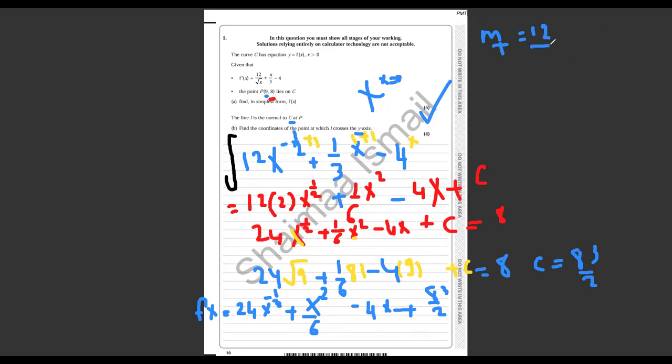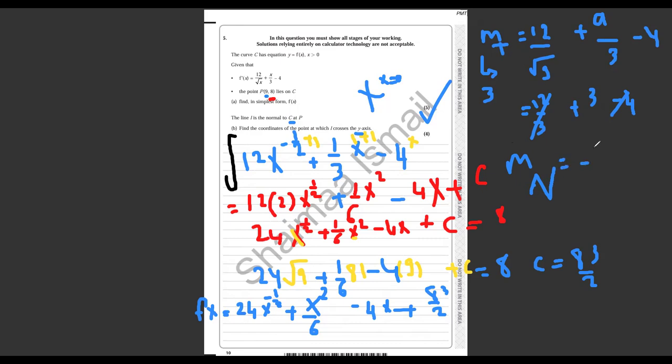So the gradient of the tangent would be the root of 9 plus 9 over 3 minus 4, which equals 12 over 3 plus 9 over 3, which is 3 minus 4. This is 4, positive 4 minus 4. So the gradient of the tangent here would be equal to 3. So the normal here would be negative the flip, which is negative a third.